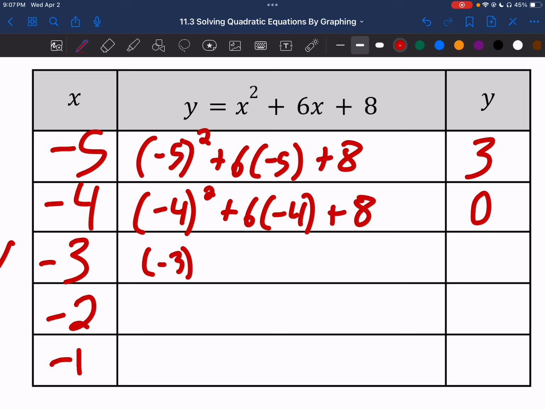Negative 3 squared plus 6 times negative 3 plus 8. Negative 3 squared is 9. 9 plus negative 18 is negative 9. Plus 8 is negative 1.